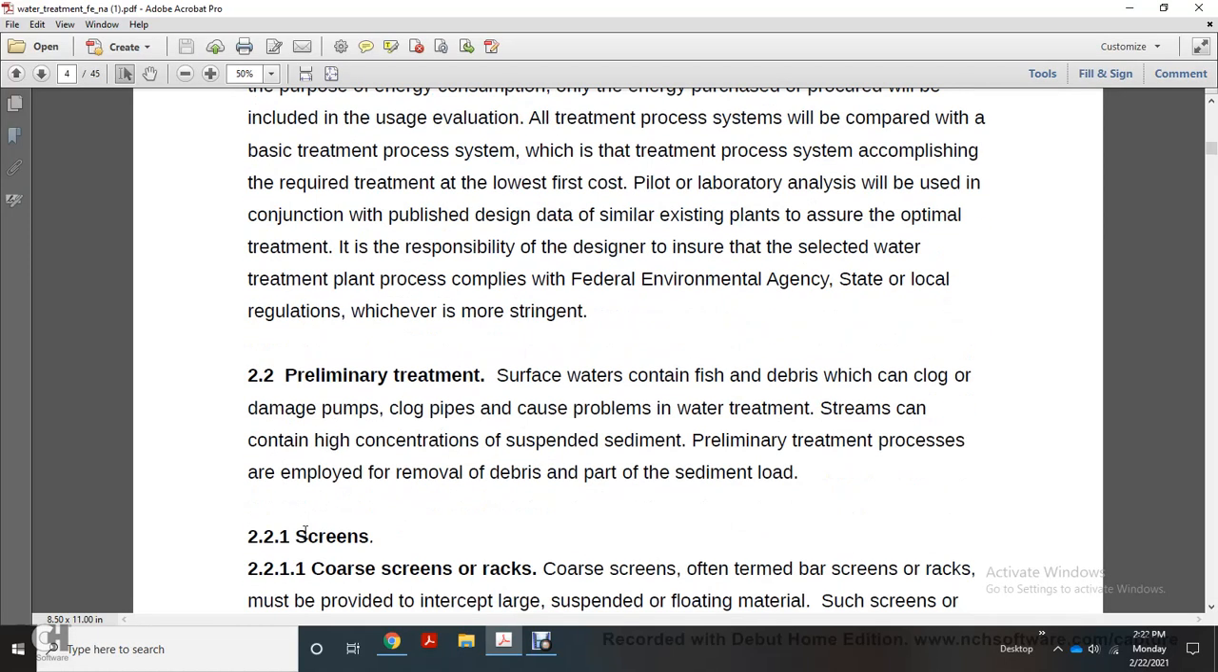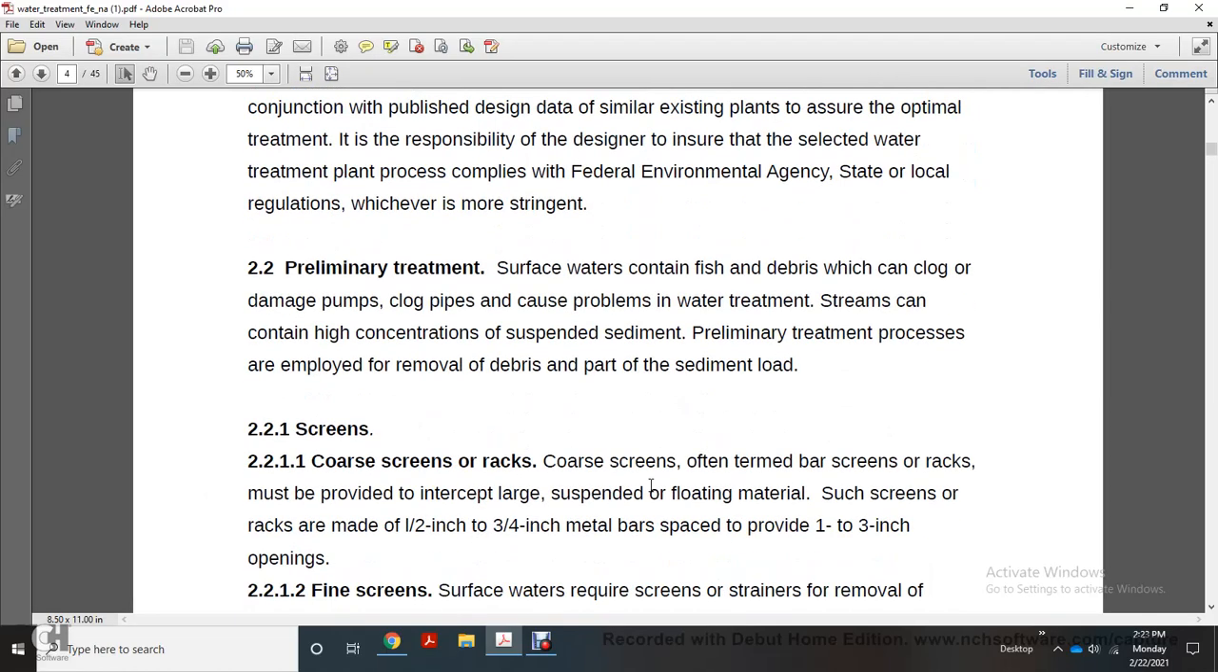Preliminary treatment. Waters containing fish and debris can clog and damage drains and pumps, and clogged pipes cause problems with water treatment. Streams can contain high concentrations of suspended and settleable sediment. Preliminary treatment processes are employed to remove debris and part of the sediment load.